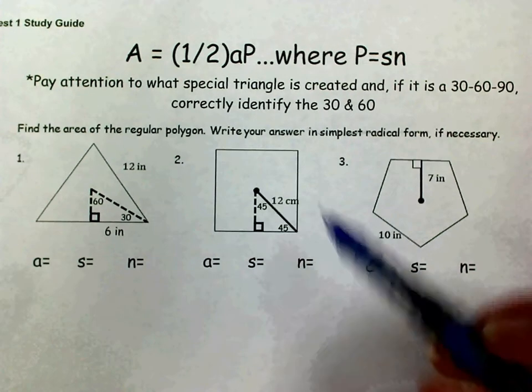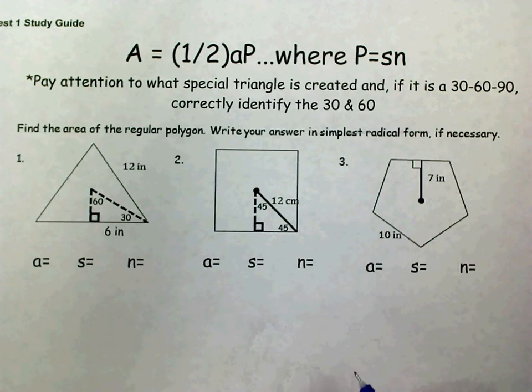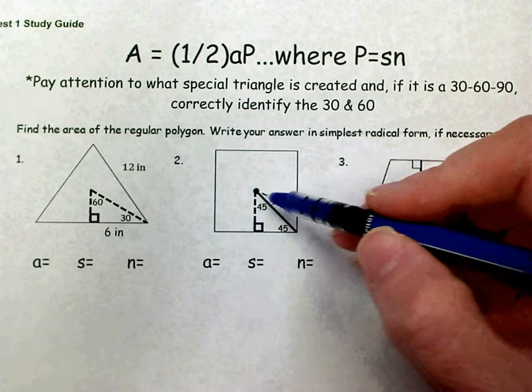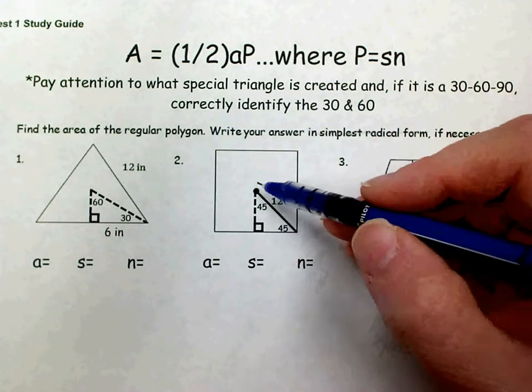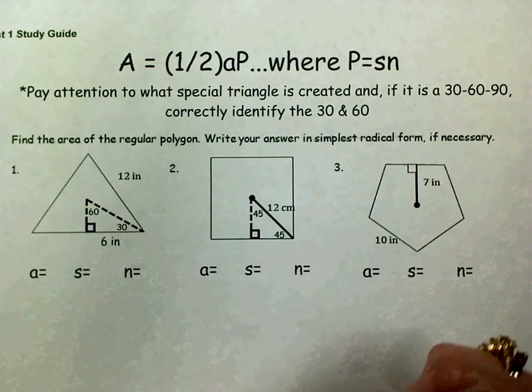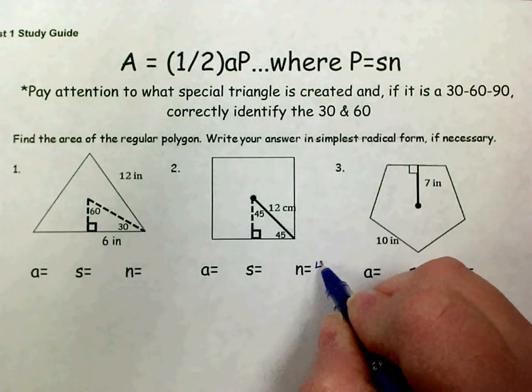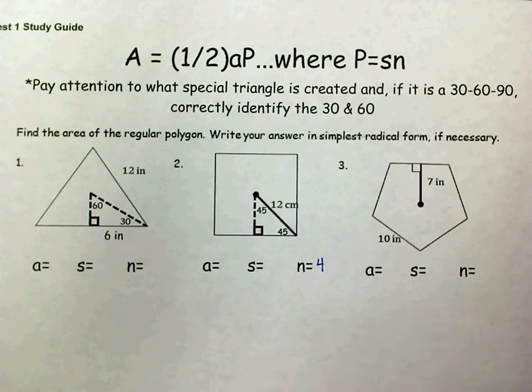On number 2, we have a four-sided figure, and since it's a regular polygon, that makes that a square. On this square, you were given the radius as 12 centimeters. This triangle wasn't drawn, just the radius. And so we want the apothem, side length, and number of sides. The number of sides, of course, is 4 since it's a square.